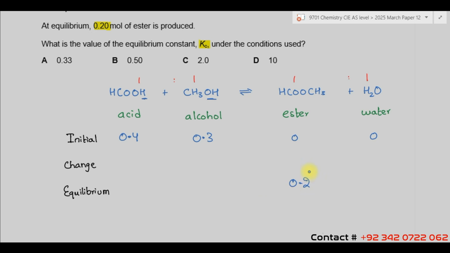Alright, so let's put the other values. We have 1:1 for ester and water, so it means same moles of water must also be produced, 0.2. Alright, now we can find out the change from 0 to 0.2. The change should be plus 0.2, as it has increased. Same change is for water because the ratio is 1:1. And as this one is also 1, so the change should be similar. But the reactants decrease and the products increase, so sign for reactant should be negative.